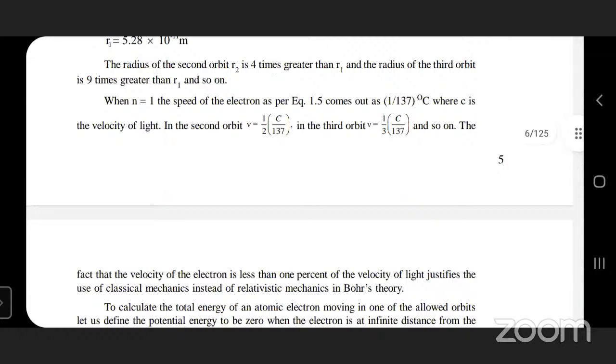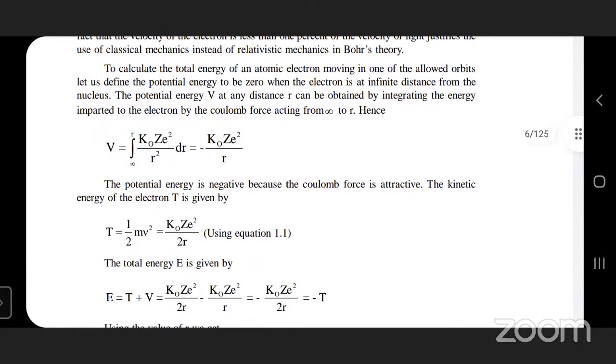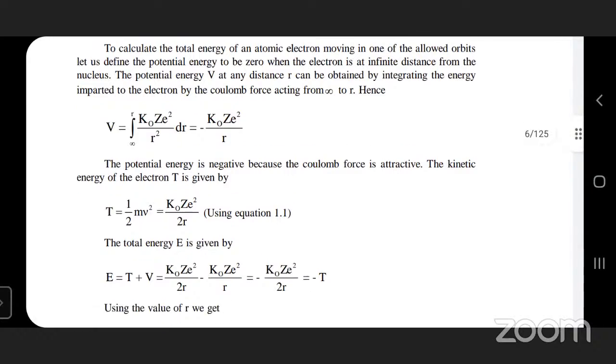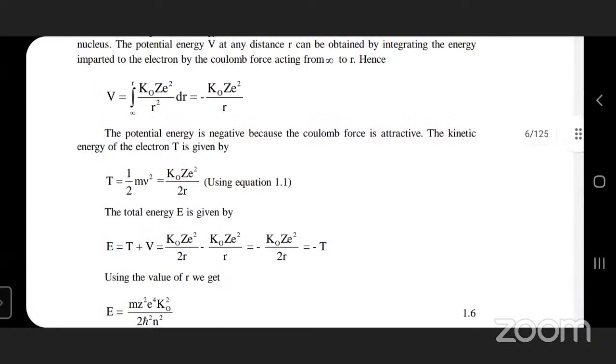Similarly, you can easily calculate the potential energy of an electron revolving in the different orbits around the nucleus. So that is to be calculated. Later on, you have to calculate the total energy. How do you calculate the total energy? By adding the potential energy and the kinetic energy. So you have calculated the potential energy value, V. Later on, you have to calculate the total energy.